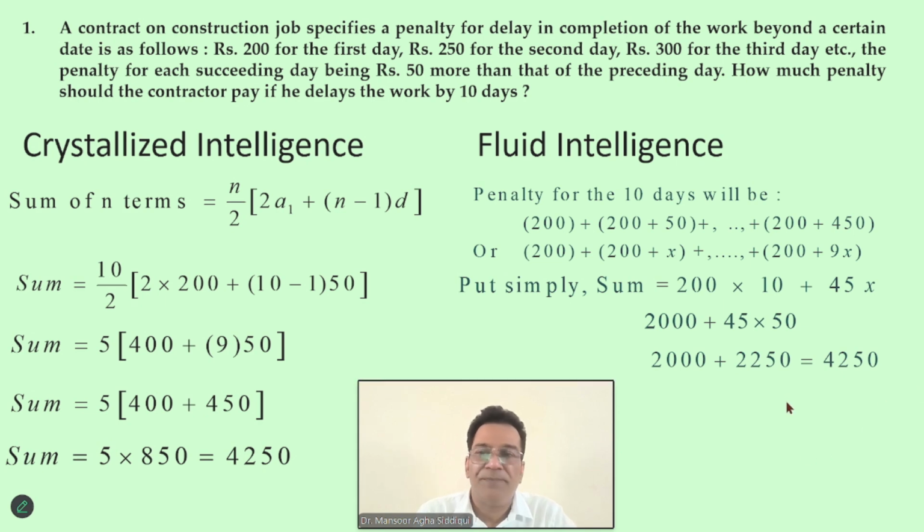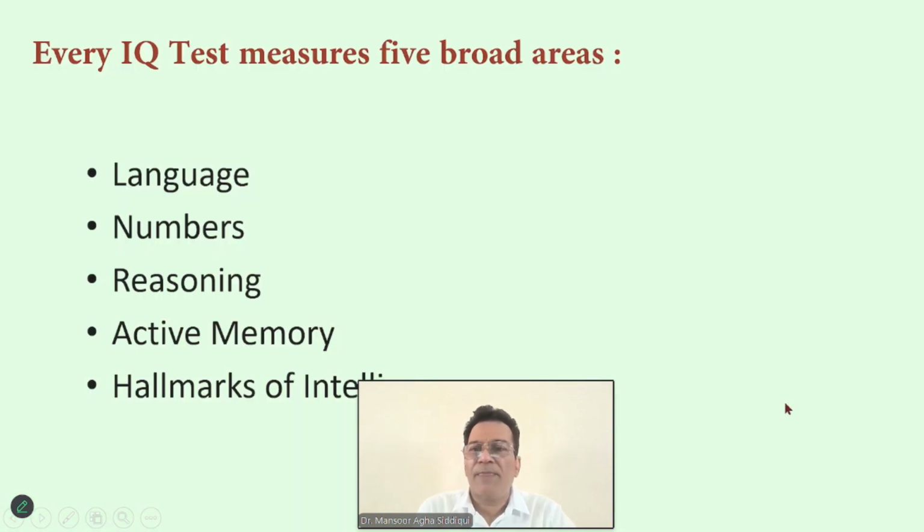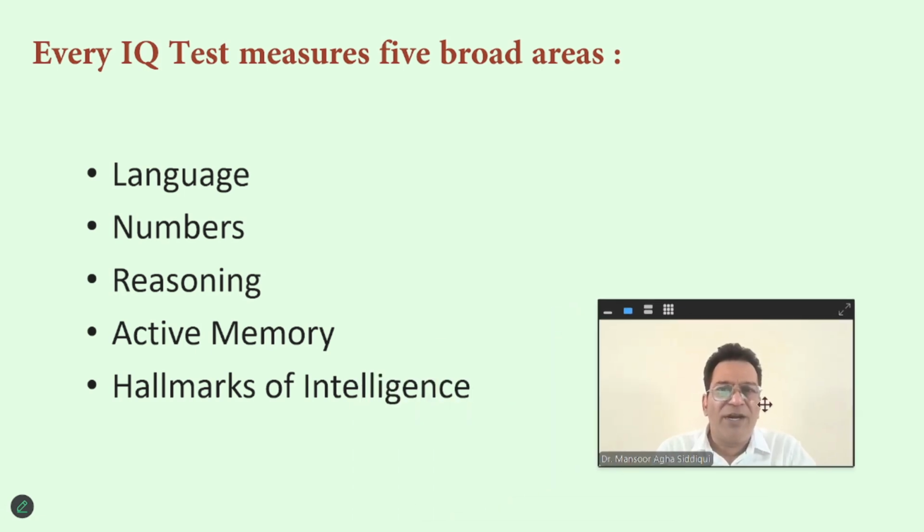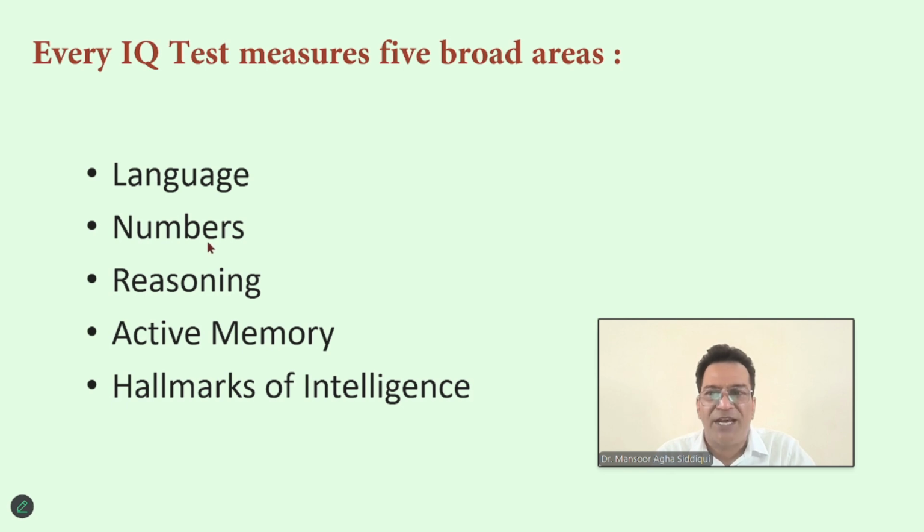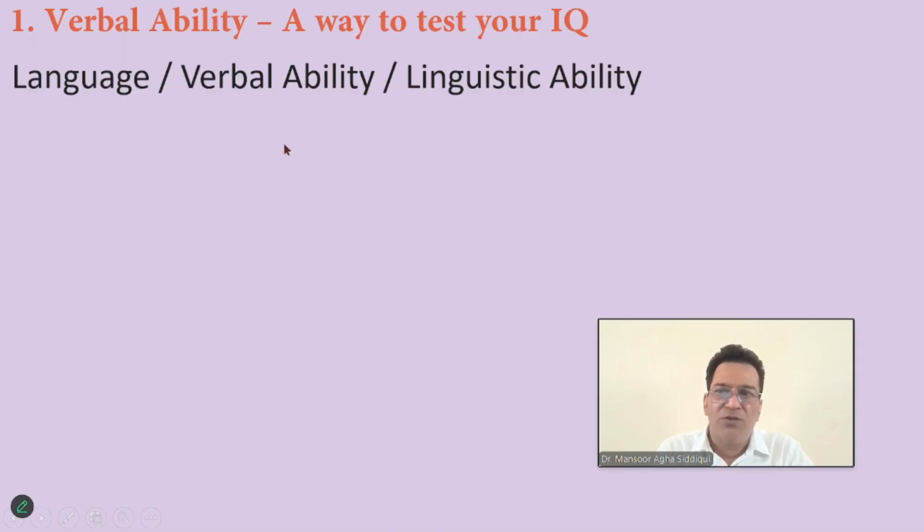Okay, next thing. If you look at IQ tests or aptitude tests, then intelligence is measured by checking you for 5 different areas: language, numbers, reasoning, active memory, and something called hallmarks of intelligence. So first of all, let's look at the most important part, which is the language ability or verbal ability or linguistic ability, something which is tested through several areas of your CSAT paper, comprehension being the most important one.